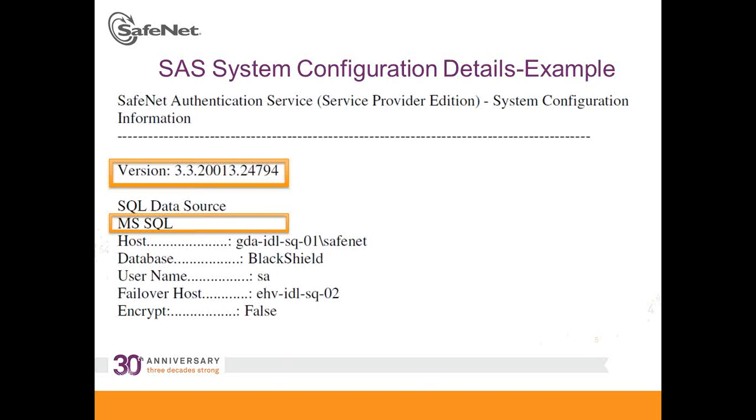We can see here on the second block, this particular customer was using a Microsoft SQL as the data source, and we can see they have a primary host and a failover host. So we understand that this customer has two separate databases on two separate hosts.